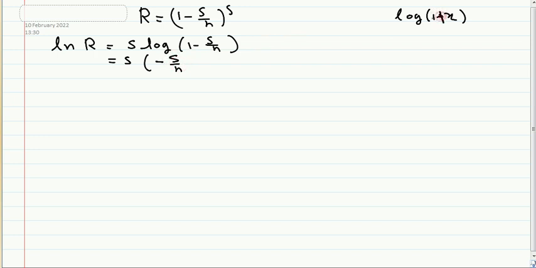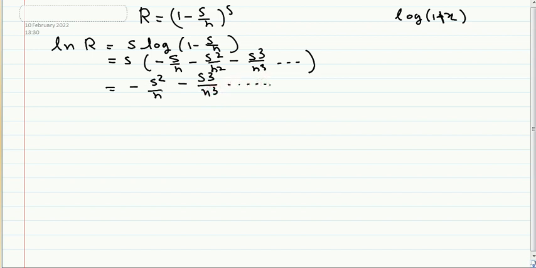If we expand the 1 plus x, and here the value of x is minus s by n. So it is like minus s by n, then minus s square by n square, then minus s cube by n cube, and so on. So there are various terms. Now let us multiply it by s, then it will be minus s square by n, then minus s cube by n cube, and so on.